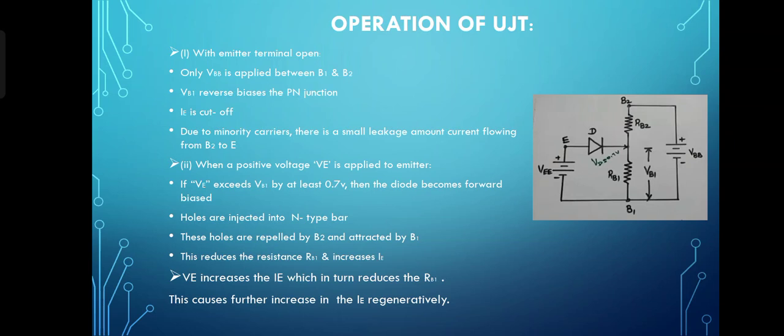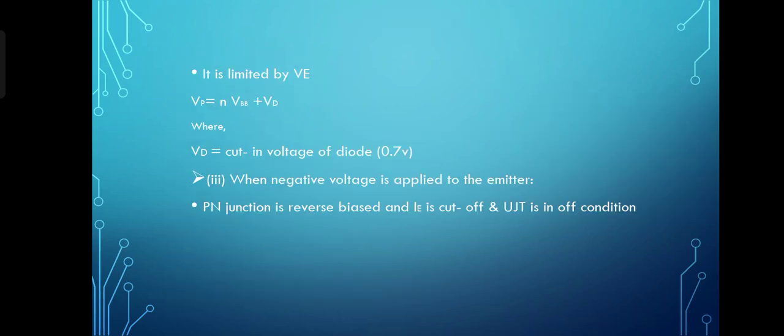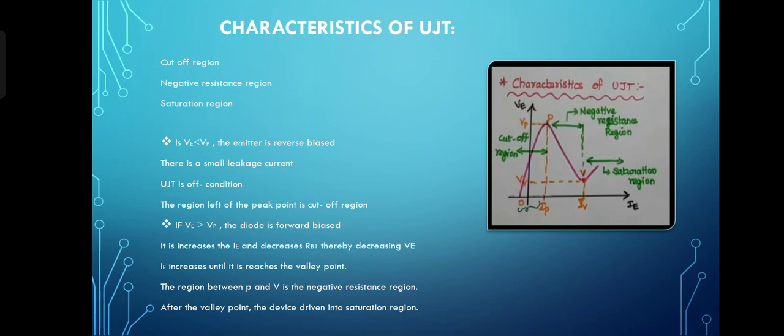This reduces the resistance RB1 and increases IE. VE increases the IE, which in turn reduces the RB1. This causes a further increase in IE regeneratively. It is limited by VE. VP is equal to η VBB plus VD, where VD is equal to the cut-in voltage of the diode, 0.7 volts. When a negative voltage is applied to the emitter, the PN junction is reverse biased, IE is cut off and the UJT is in the off condition.